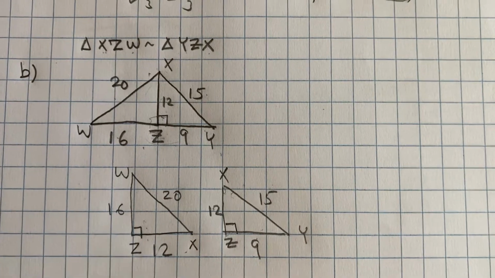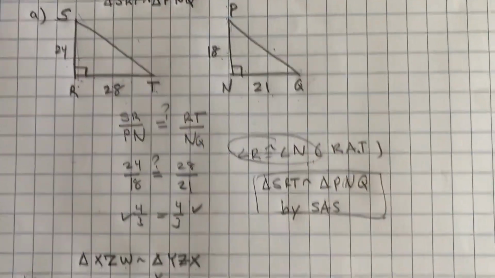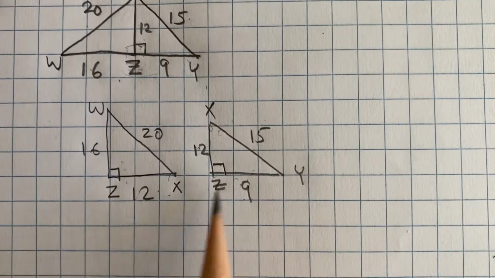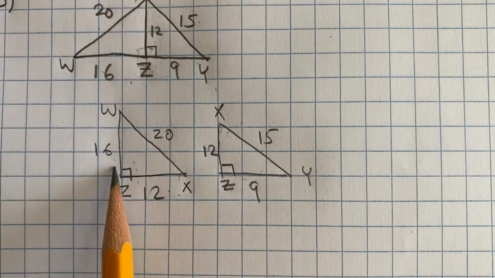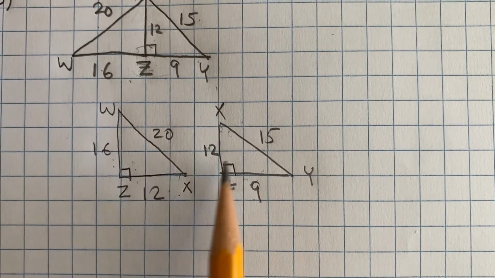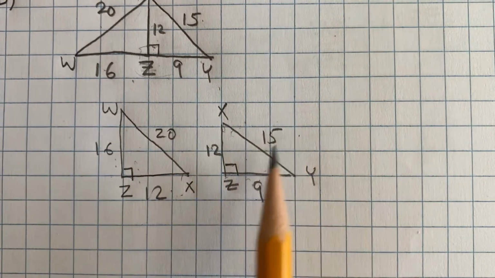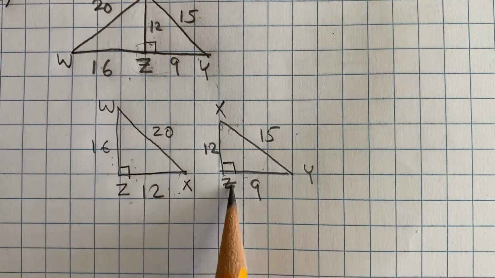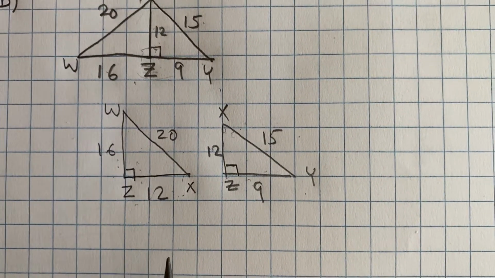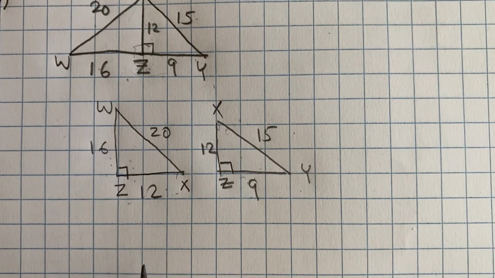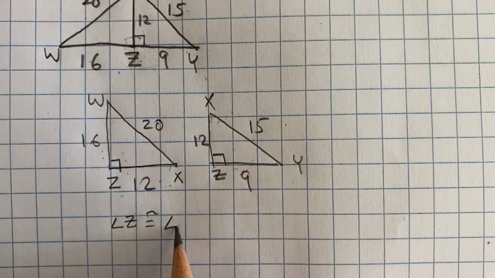Now that I've redrawn the picture, this problem is almost just like the previous problem. On this one, you could use a couple of theorems. You could use side, side, side to show that the ratio of WZ to XZ is equal to the ratio of WX to XY is equal to the ratio of ZX to ZY. Or you can use side angle side. Personally, I think side angle side is a little bit faster, one less ratio for me to calculate. So I could say angle Z is congruent to angle Z.